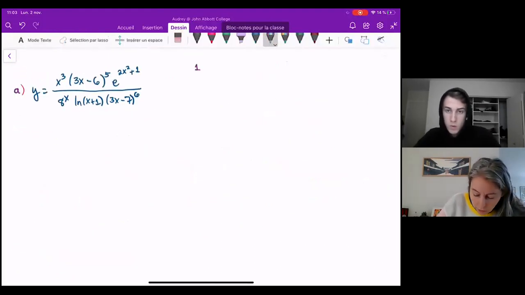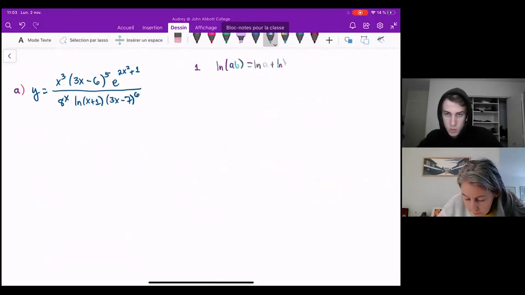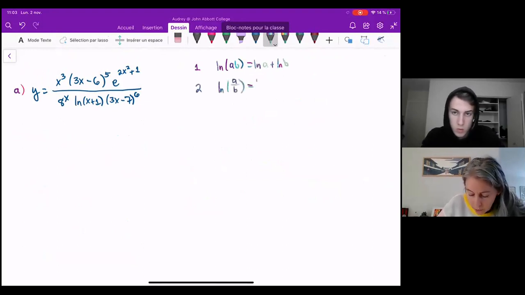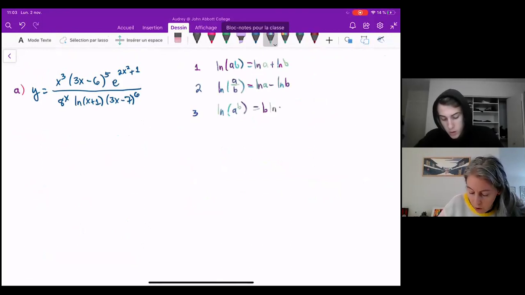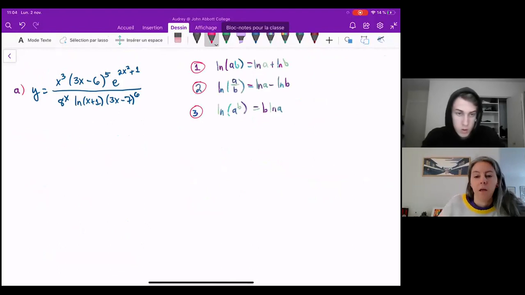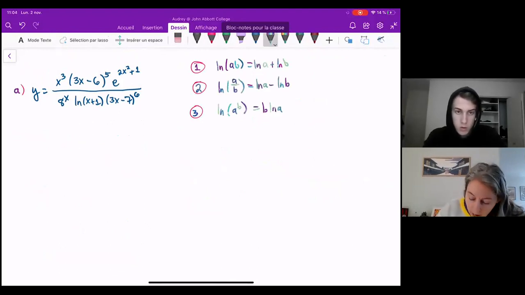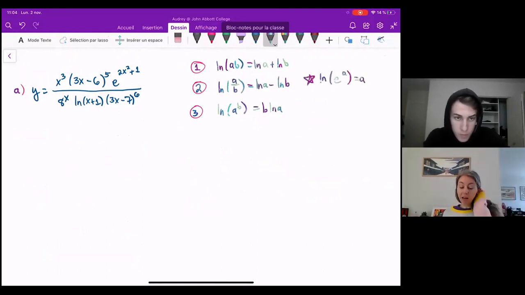We have log of AB is equal to log of A plus log of B. Log of A over B is equal to log A minus log B. And log of A to the B is equal to B ln A. We also had a little star. I'm going to do the most important one here, which is ln of e to the A is just equal to A. And none of these are derivatives. These are all just simplification rules.